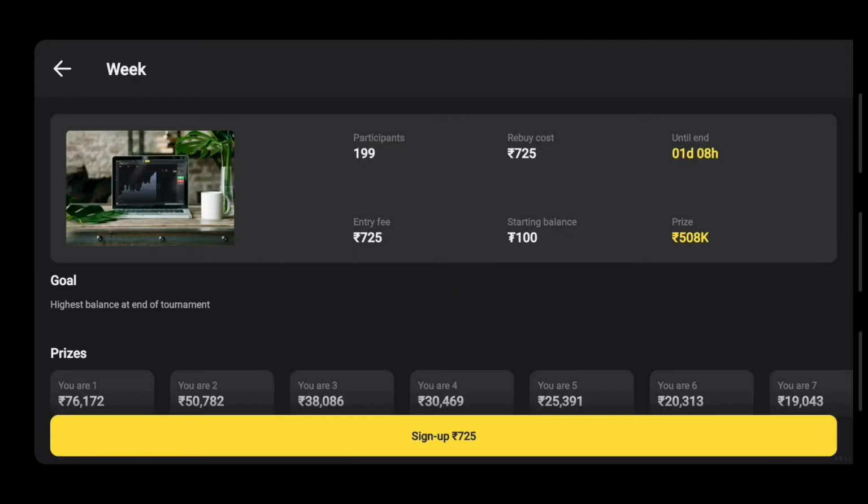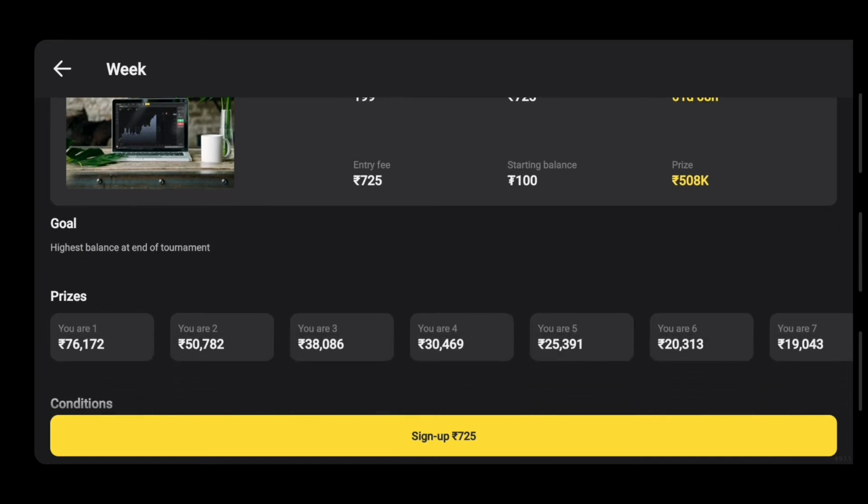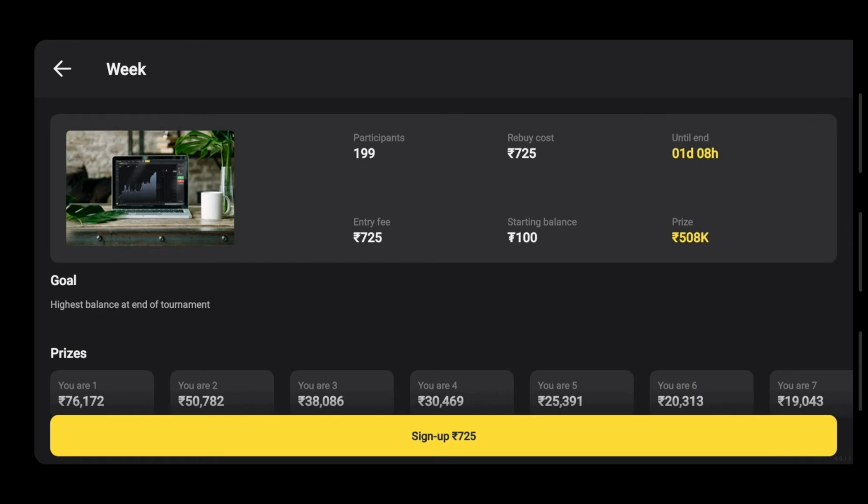Now this is a tournament where currently we have 199 participants. Rebuy cost is 725. Now what is exactly a rebuy cost? I'll explain to you in some time. To start with, there is an entry fee which is 725 rupees. So 725 rupees is something you need to pay to enroll for joining this tournament. Once you pay 725 rupees, you get a slot, and there's a particular time frame.